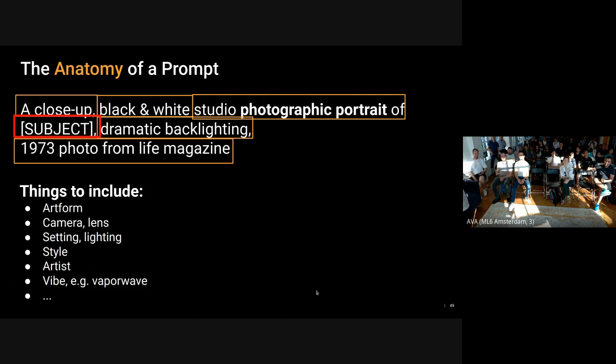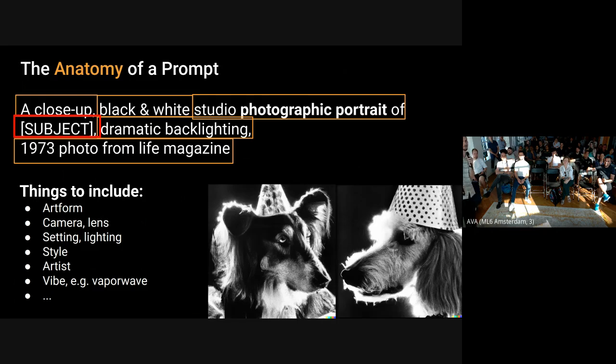So remember, things you're going to need to do it yourself after this. So, things to include are, for example, the medium you use. Is it a charcoal drawing? Is it an oil painting? The camera, the lens, setting, style, artist, the general vibe of the image. It's all very important. And then we actually get this, by the way. So it's a very nice dog, and it actually fits the description really well.